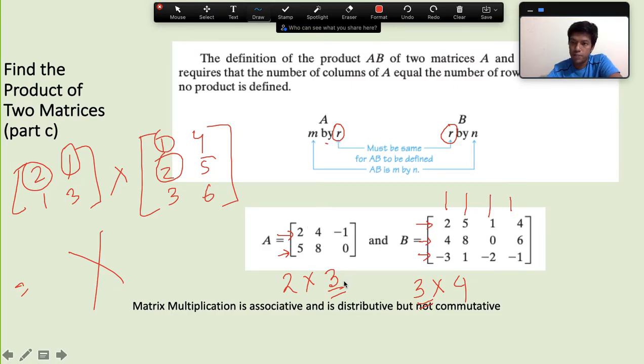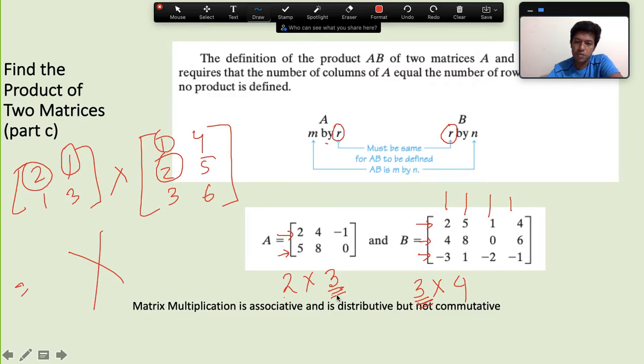So how is it possible? What is the rule? If matrices are given as something by something and something by something, the second number of the first matrix must match the first number of the second matrix. In other words, just by looking at the theory, m by r, r by n, this r and r should match. Then we can do the multiplication.